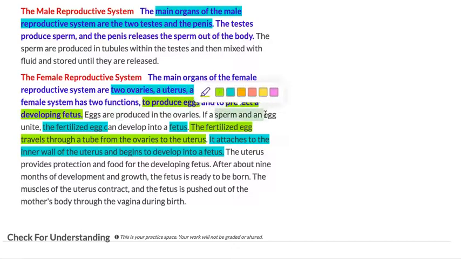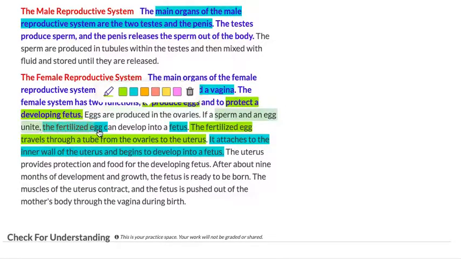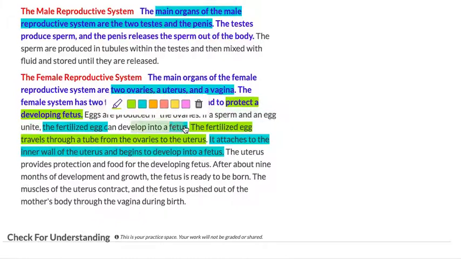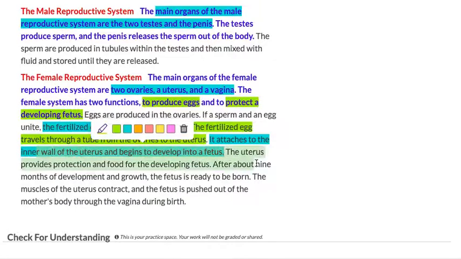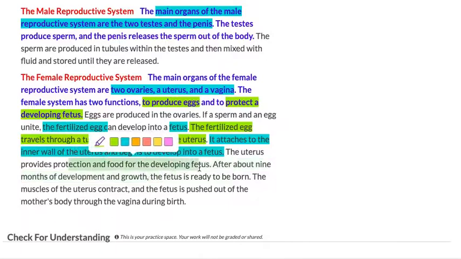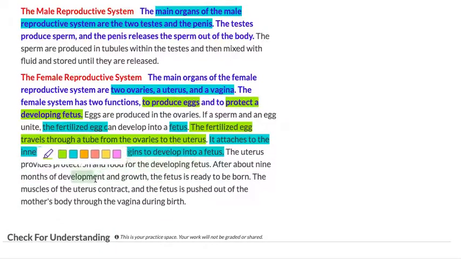And so if the sperm and an egg unite, the fertilized egg, which is what it's called, can develop into a fetus. When sperm meets egg, it's then called a fertilized egg. The fertilized egg then travels through the tube from the ovaries to the uterus and attaches into the inner wall of the uterus to begin the development of a fetus. This uterus will provide protection and food for the developing fetus for about 9 months, when it's going to grow and develop until it's ready to be born. The muscles of the uterus contract and the fetus is pushed out of the mother's body through the vagina during birth.